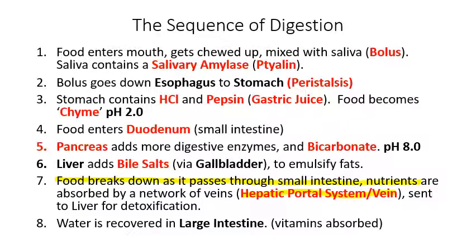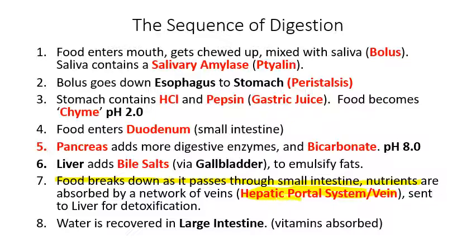Now, the hepatic portal system refers to a whole bunch of veins that surround the outsides of the small intestine. In the small intestine, proteins are broken down into amino acids, lipids, fats and oils are broken down into fatty acids, and polysaccharides are broken down into monosaccharides. Then those amino acids, monosaccharides, and fatty acids are absorbed through the wall of the small intestine, and then they are absorbed by a bunch of veins on the outside of the small intestine. These veins are collectively referred to as the hepatic portal system.